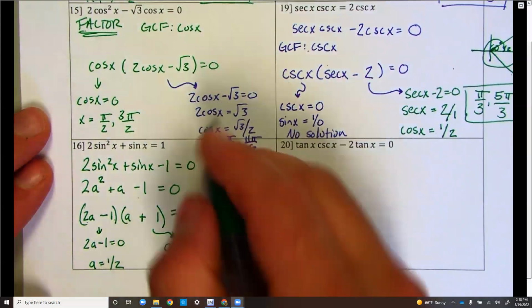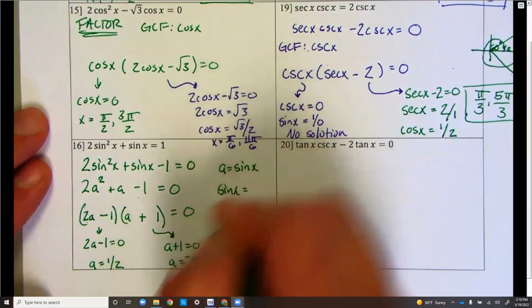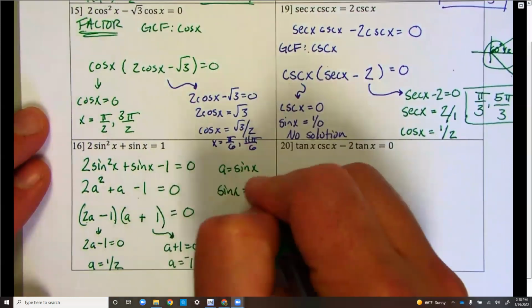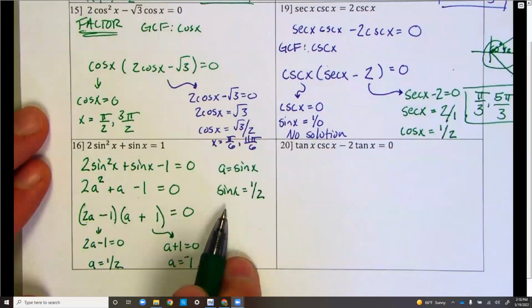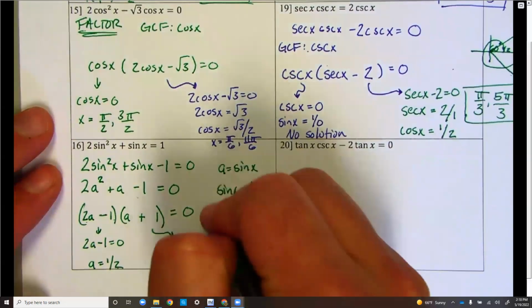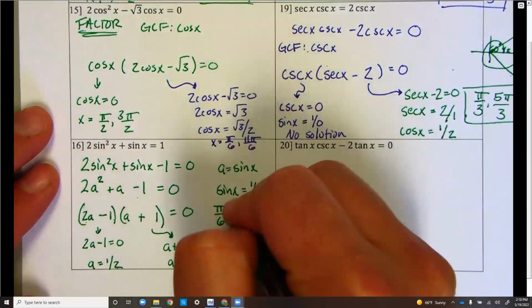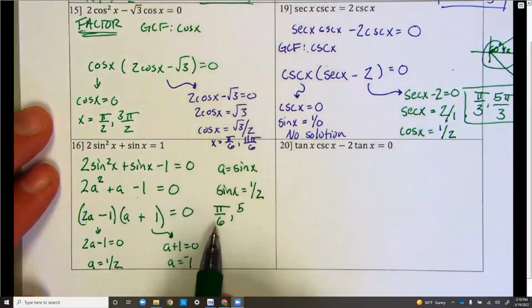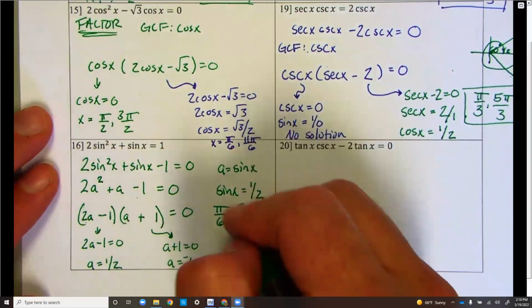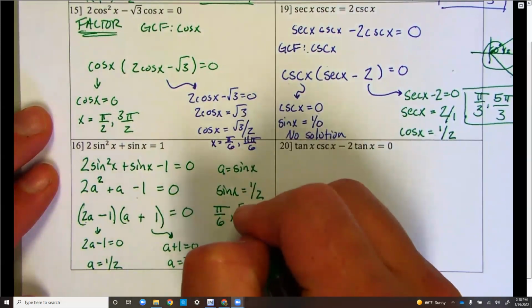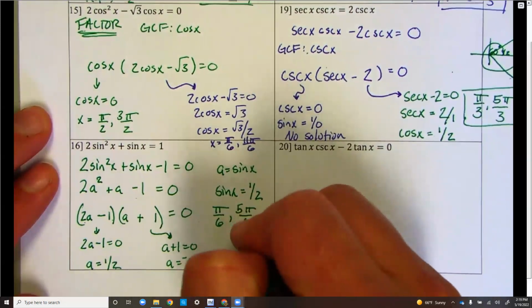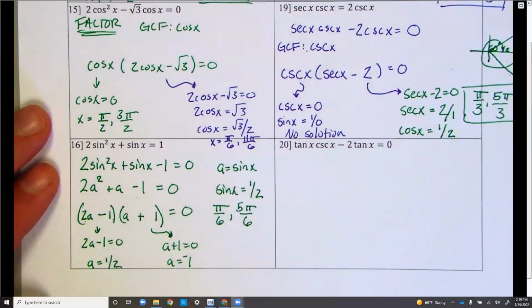So this will say the sine of x equals 1/2. So what angle is opposite 1/2? 60 degrees. And 30 degrees, pi over 6. And 30 degrees in the second quadrant as well.